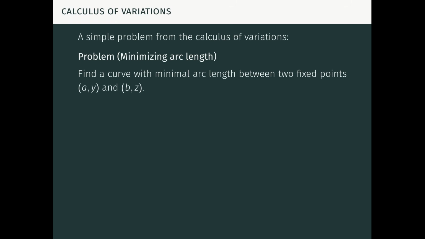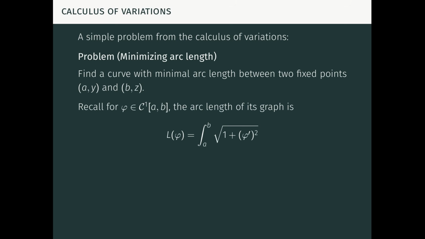So to illustrate this, let's look at a simple problem from the calculus of variations. This is the problem of minimizing the arc length of a curve between 2 points. So given 2 points, (a, y) and (b, z), find a curve with minimal arc length between these 2 points.